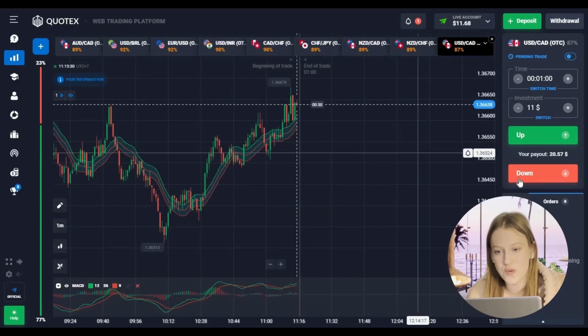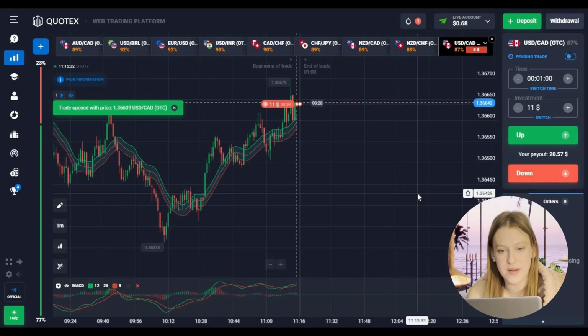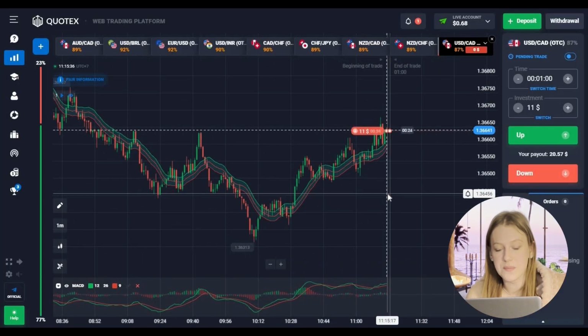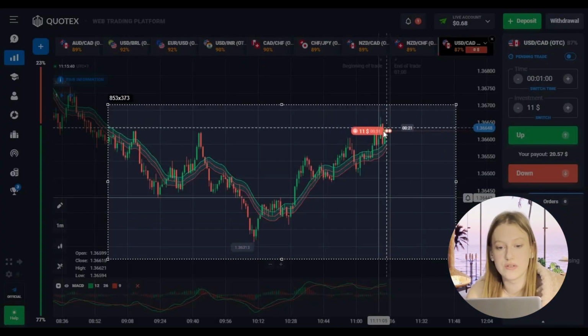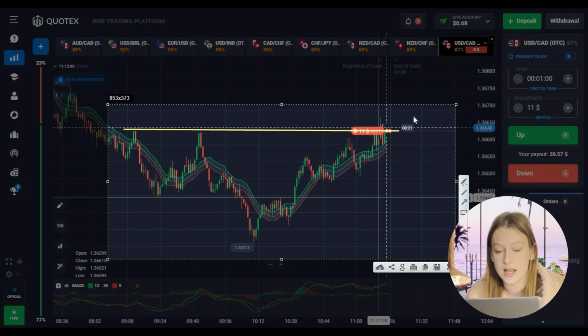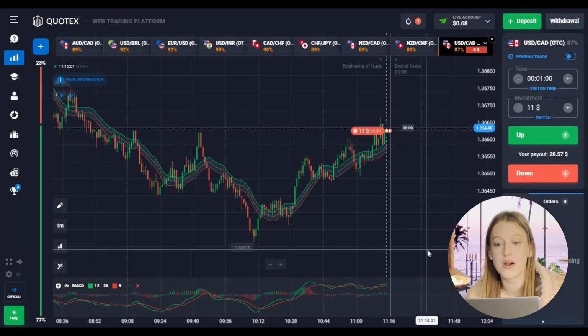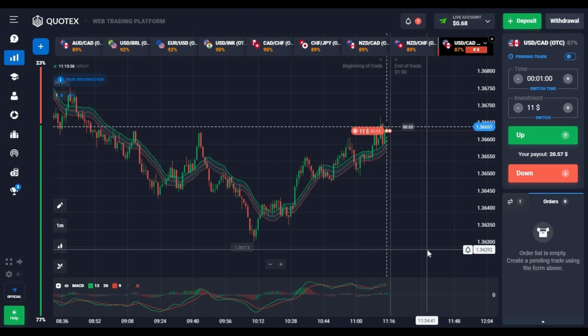I opened a trade down for 1 minute on this currency pair. Here the price is at the resistance level. Let me depict this for you for better understanding. You see, the price rebounded from this level 3 times and began to decline, and right now it will go down. The MACD indicator also shows that volumes are approaching zero. This is a downward signal.